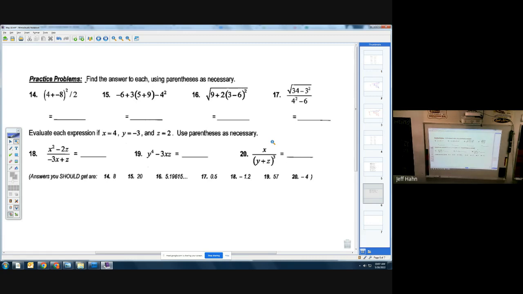Mr. Hahn, when you're doing number 17, where do you put the parentheses? How do you do number 17? You probably should put a parenthesis around the square root. And then you put the division sign, and then you put parentheses. No, you just put the division sign and then you put the square root sign. You just put the square root.